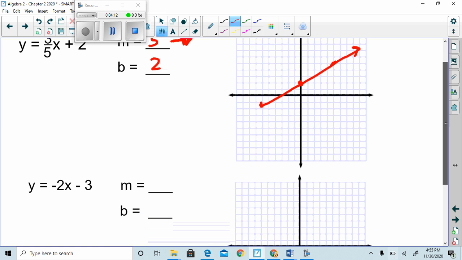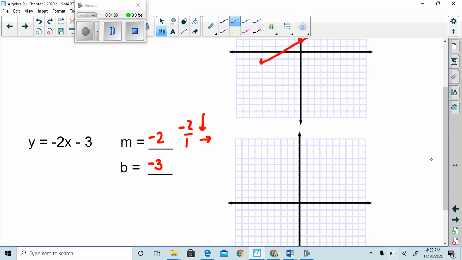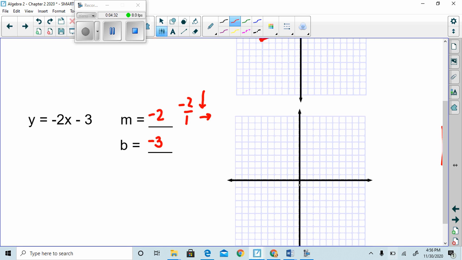Second example, I have y is equal to -2x minus 3. My slope is -2. My y-intercept is -3. Remember, when it's a whole number, it's over 1. It's negative, so it'll go down 2 and over 1. Where should I start graphing? At that y-intercept. -1, -2, -3. There's my point on the y-axis.